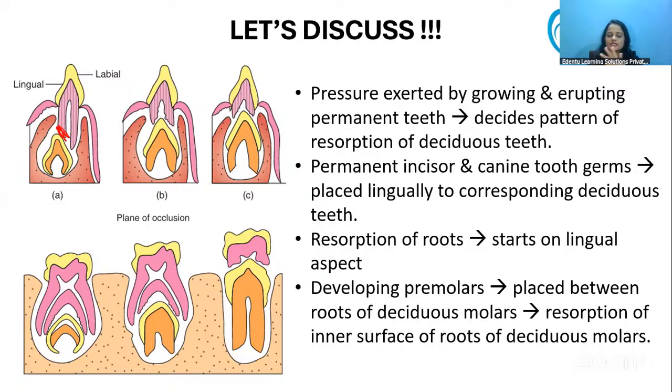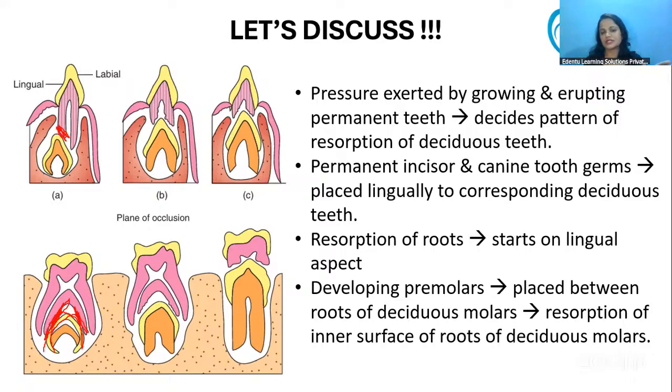Whereas in the posterior region, usually the premolar tooth bud will be placed between the roots of the molars. So the resorption usually happens in this area, that is, the inner surface of the roots. The resorption first starts there. So the resorption areas in the anterior region and the posterior region are a little bit different.